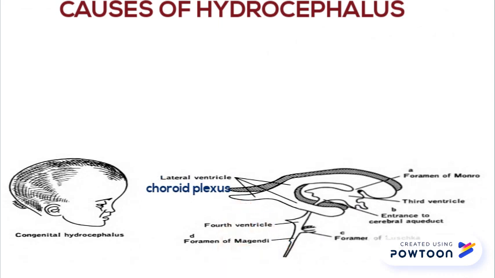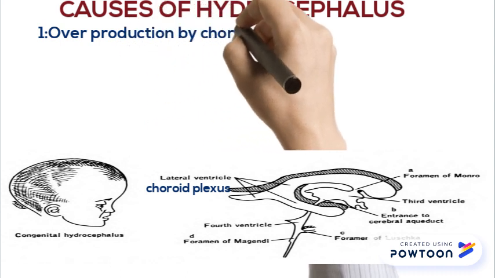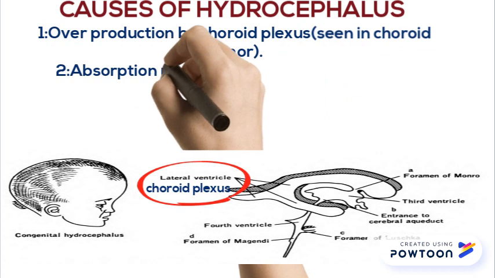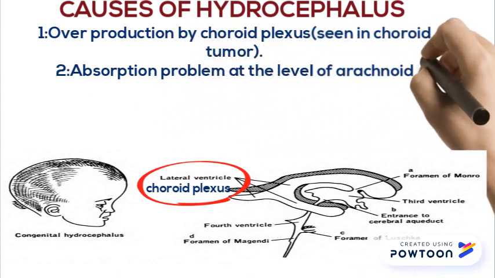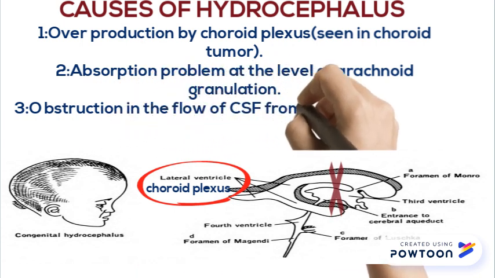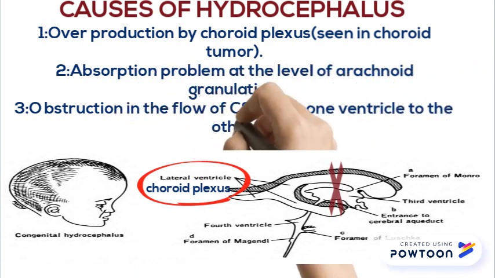Now let's discuss the causes of hydrocephalus. Number one is overproduction by the choroid plexus, as seen in choroid tumor. Number two is an absorption problem at the level of the arachnoid granulation. And number three is obstruction in the flow of CSF from one ventricle to the other.